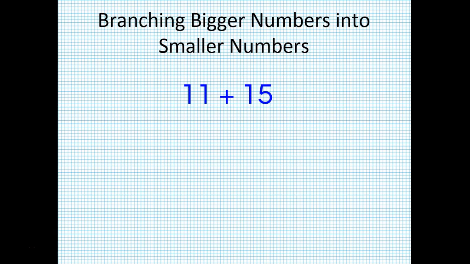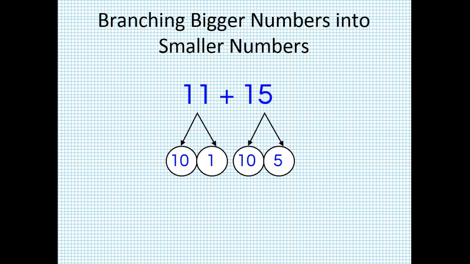Horizontal addition comes straight from the branching of numbers, as I will demonstrate here. In order to add 11 plus 15, we first decompose each addend into its place value parts. 11 becomes 10 plus 1, and 15 becomes 10 plus 5. Next, we will combine our tens. 2 tens makes 20. Then combine our ones. 1 plus 5 equals 6. And finally, 20 plus 6 equals 26. Horizontal addition is just like branching, but minus all the branching. Let me show you what I mean.